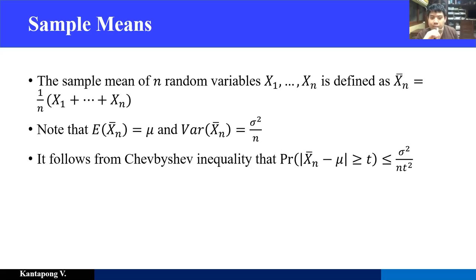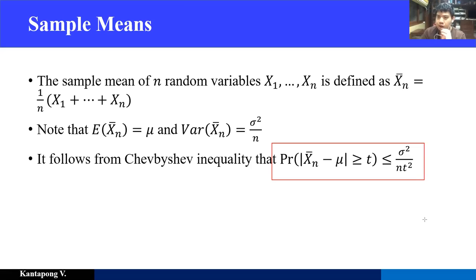Okay, and this is the sample mean. From the Chebyshev inequality, we can construct this bound. The probability that X n bar differs from mu by greater than or equal to t is less than or equal to sigma squared over n t squared, because sigma squared over n is the variance of X n bar.